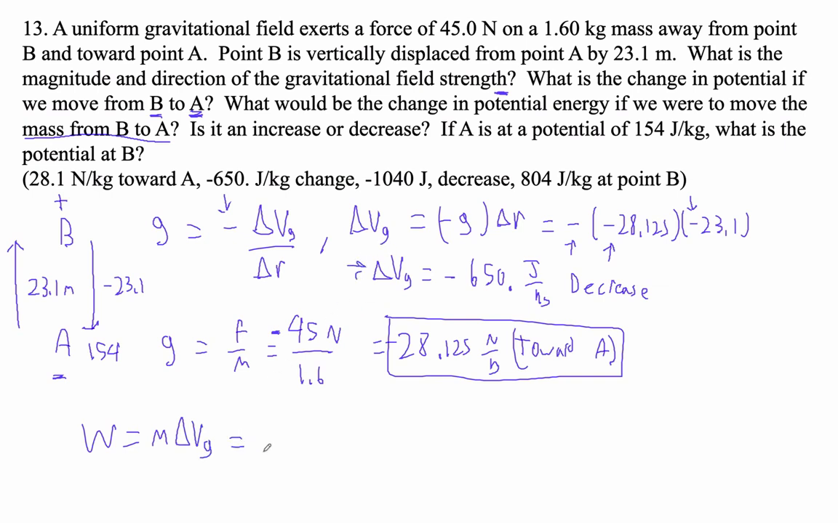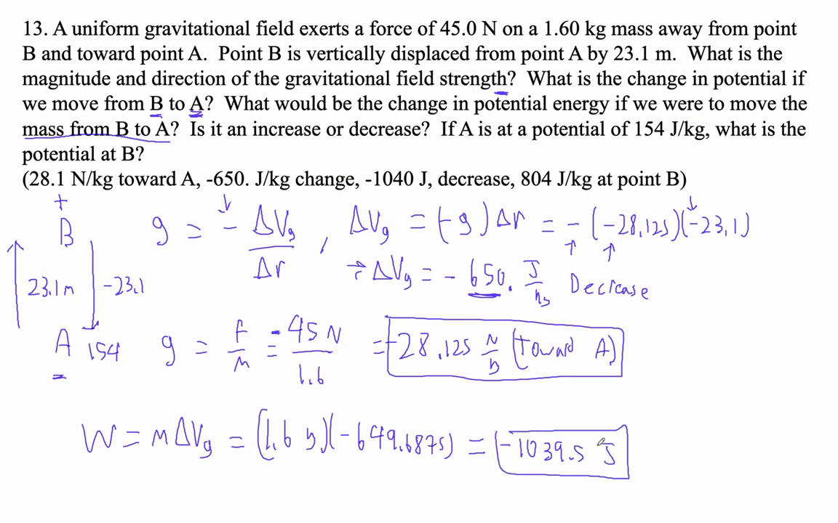So it's going to be, what mass is it? 1.6 kilograms times negative 649.6875. That's this number unrounded, right? Okay, so 1.6 times that guy, we'd go down. Our change in gravitational potential energy would be 1,039.5 joules, and that would be a decrease of potential energy, right?